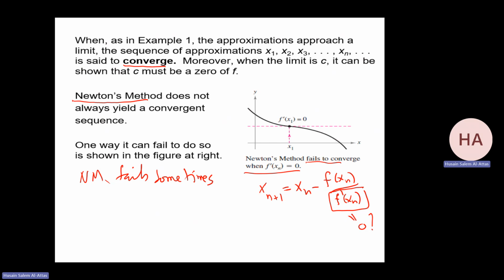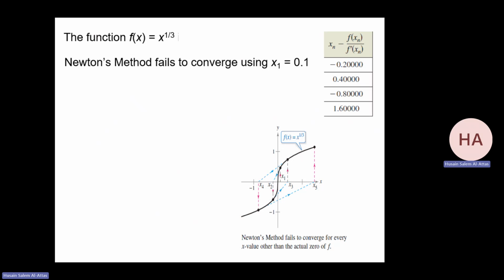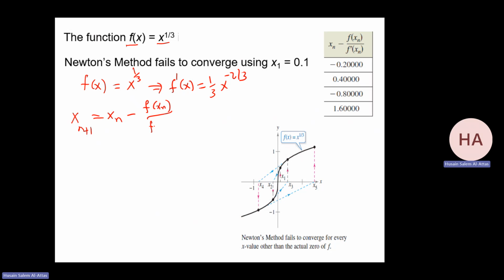That's not only the case. There are other cases, for example, this one. This is a well-known case. Look at this. I have f of x equal x to the power 1 over 3. So what is f prime? It will be 1 over 3, x to the power minus 2 over 3. So if I want to get the formula, I say xn+1 equals xn minus f of xn over f prime of xn.